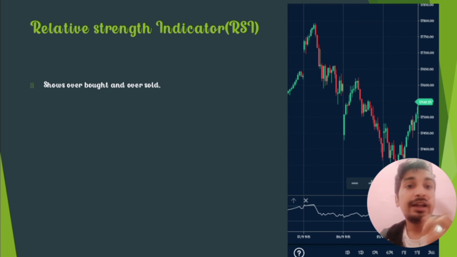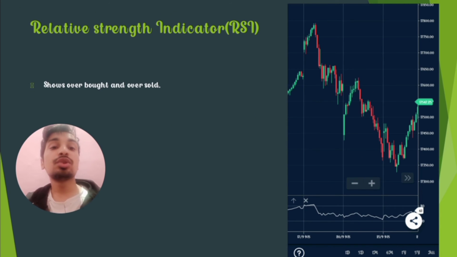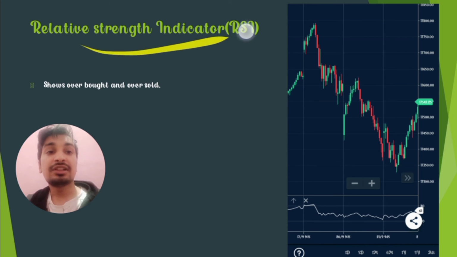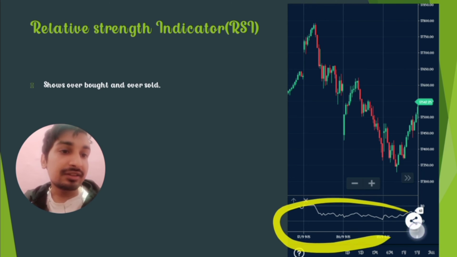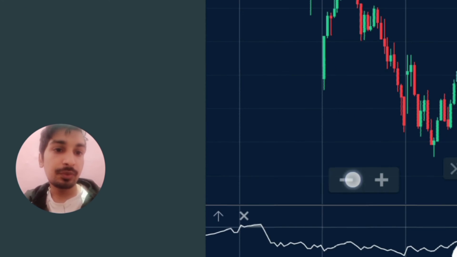Next, you have the relative strength indicator. It shows the overbought and oversold levels. It is also called the RSI. RSI means relative strength indicator. It shows the strength of the market, whether the buyers are strong or the sellers are strong. It is present below. You can see here.